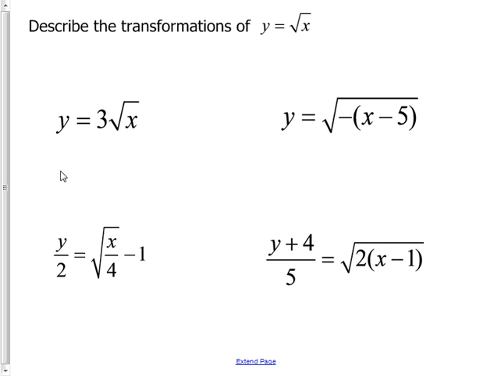All right, so let's talk about some more transformations. This is a multiply in front. It is meant to make it stretch and go 3 times what? Taller. That's correct.